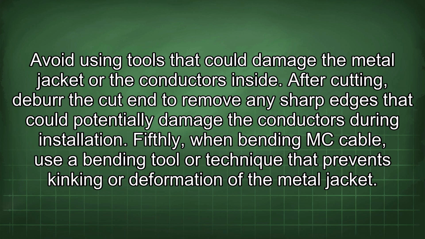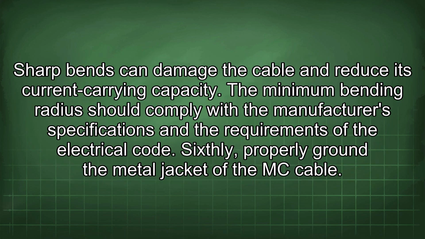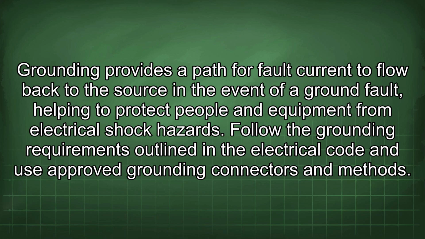Fifthly, when bending MC cable, use a bending tool or technique that prevents kinking or deformation of the metal jacket. Sharp bends can damage the cable and reduce its current carrying capacity. The minimum bending radius should comply with the manufacturer's specifications and the requirements of the electrical code. Sixthly, properly ground the metal jacket of the MC cable. Grounding provides a path for fault current to flow back to the source in the event of a ground fault, helping to protect people and equipment from electrical shock hazards. Follow the grounding requirements outlined in the electrical code and use approved grounding connectors and methods.